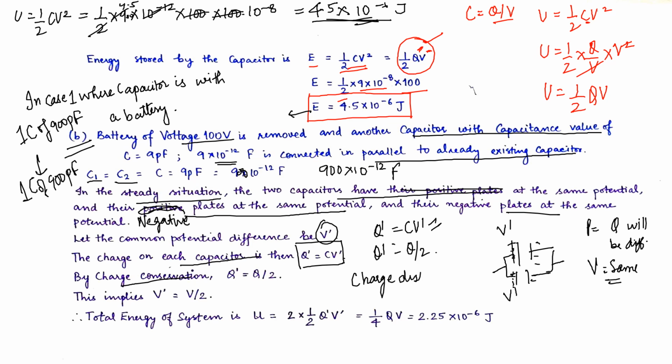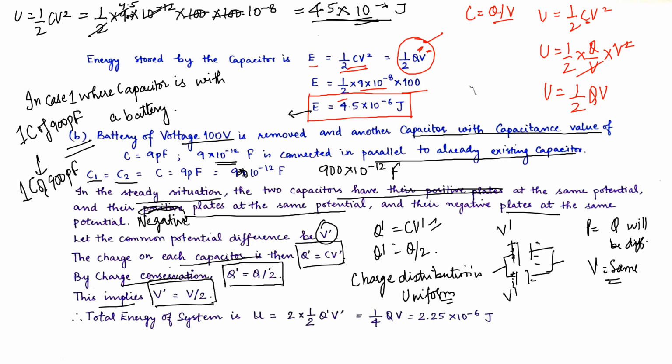Charge distribution is uniform. So we have applied the conservation of charge, that we are not losing any charge in this configuration. There is no loss of charge. The charge is divided equally among the two capacitors. So Q dash is Q upon 2. This implies that V dash is V upon 2.